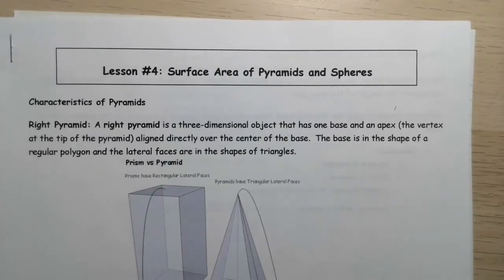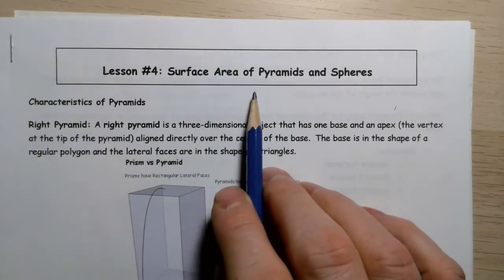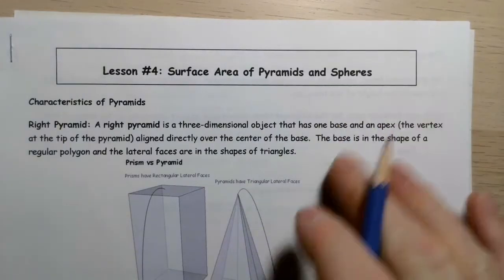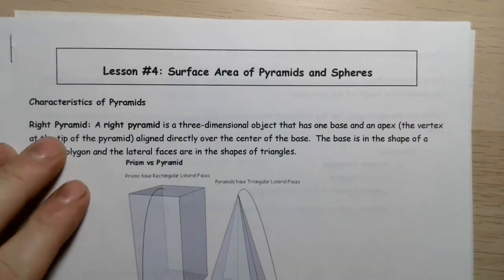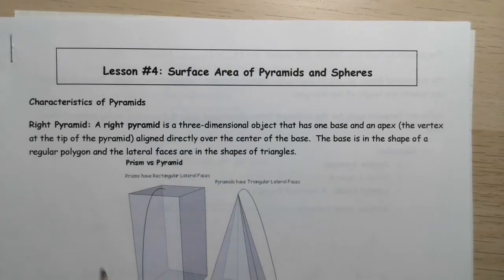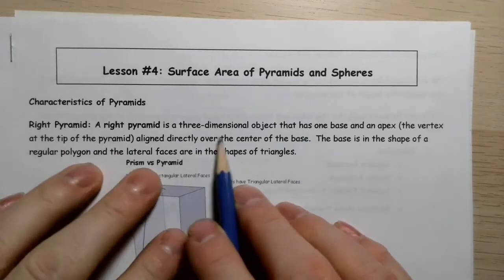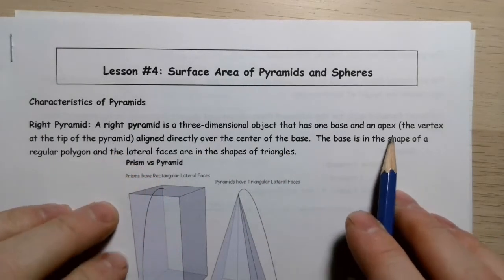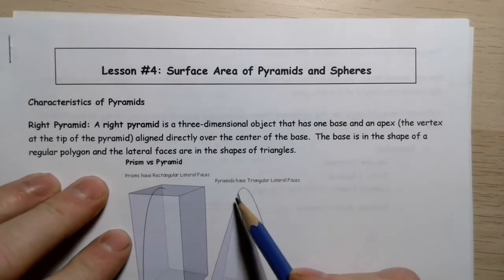Hi everybody. So in this video here, we're going to take a look at the surface area of pyramids and spheres. Okay, so to start off with here, we're going to take a look at the characteristics of pyramids. A right pyramid is a three-dimensional object that has one base and an apex. The apex is going to be the vertex.